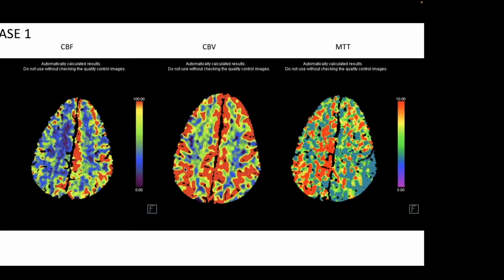With collateral flow, you're going to have late arrival, but normal cerebral blood volume. But diminished cerebral blood flow, because instead of going through these large arteries, it's going through a lot of smaller arteries, maybe leptomeningeal collaterals, that sort of thing. So this is a typical appearance of collateral flow.